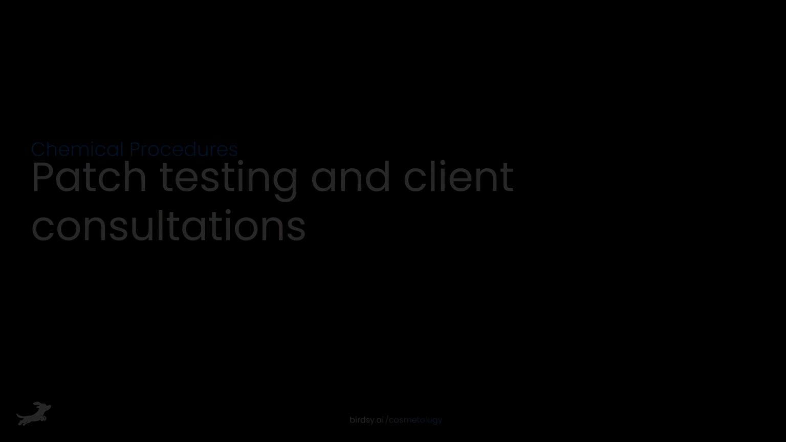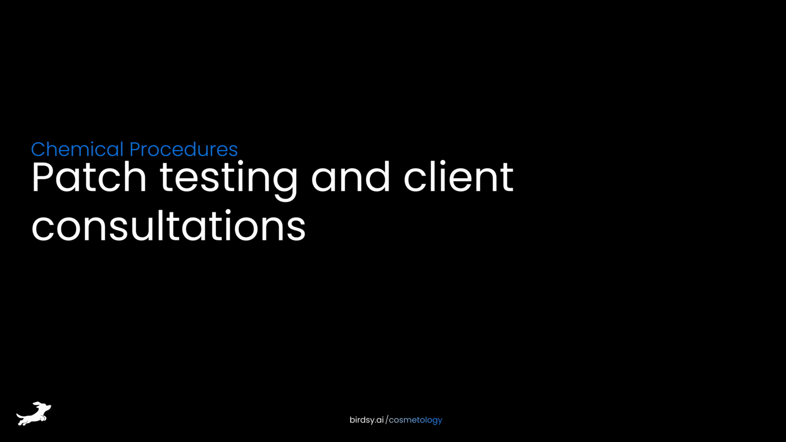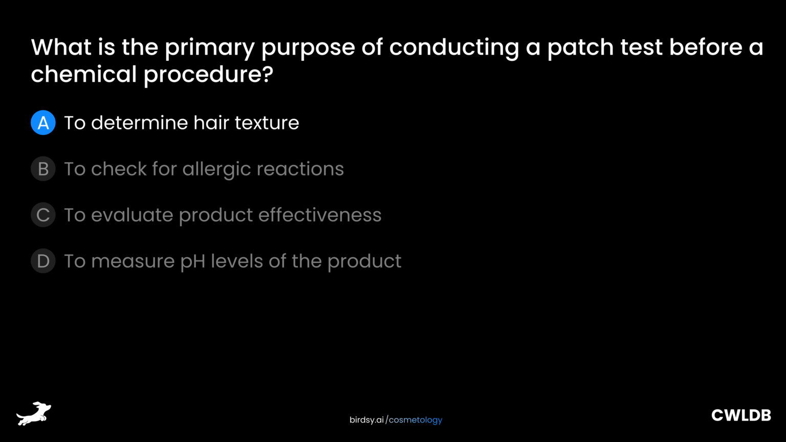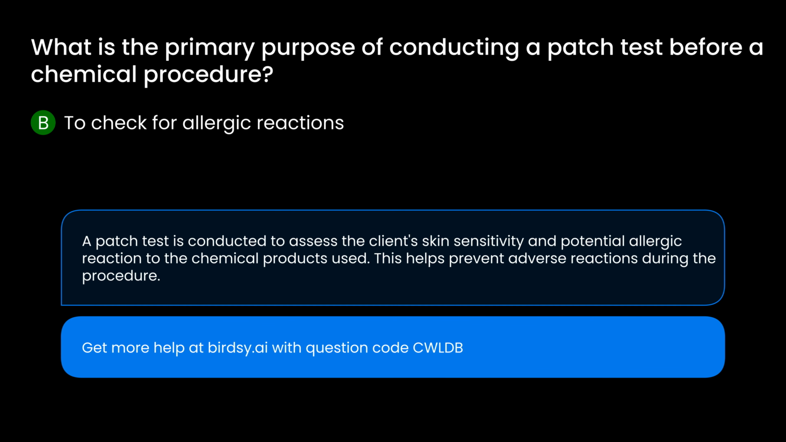Patch testing and client consultations. What is the primary purpose of conducting a patch test before a chemical procedure? Is it A, to determine hair texture, B, to check for allergic reactions, C, to evaluate product effectiveness, or D, to measure pH levels of the product? The answer is B, to check for allergic reactions. A patch test is conducted to assess the client's skin sensitivity and potential allergic reaction to the chemical products used. This helps prevent adverse reactions during the procedure.